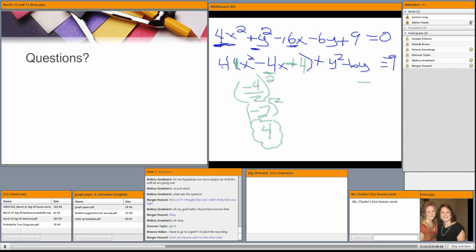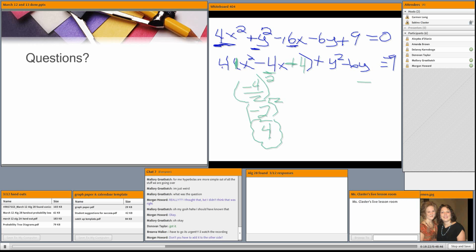This 4. I know a couple people already have a green check. Give me an applause if you're good with this 4. You know where it comes from. You understand. You've done completing the square before. Okay, a couple people don't. Amanda, you okay? All right, good. AJ, are you completing the square? Have you done this before? You remember how to do it?